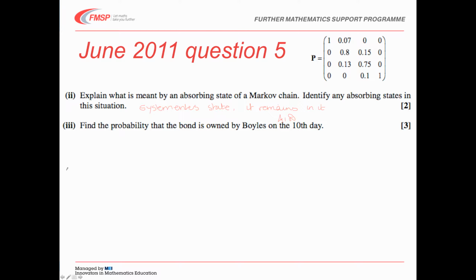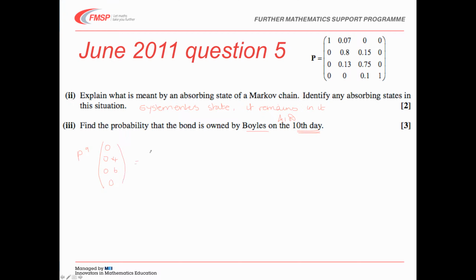Part 3, find the probability it's owned by Boyles on the 10th day. And again, like last time, the 10th day, well, we know what's happening on the first day, so the 10th day is 9 days on, so we need to look at P to the 9. But now we just need to be careful because we don't know exactly who it's owned by on the first day. We know it's got a probability of being owned by Boyles or Cayley, B or C, so we need to use that initial state, 0.4, 0.60.